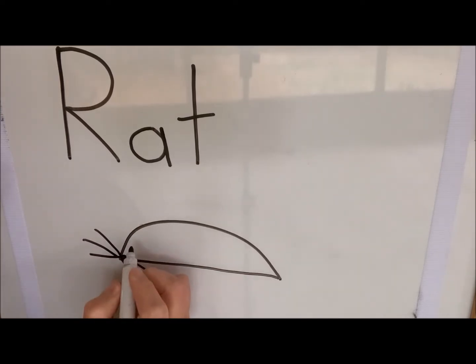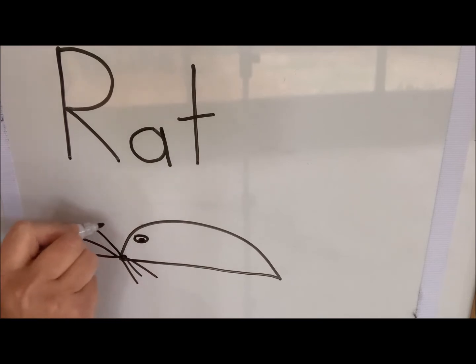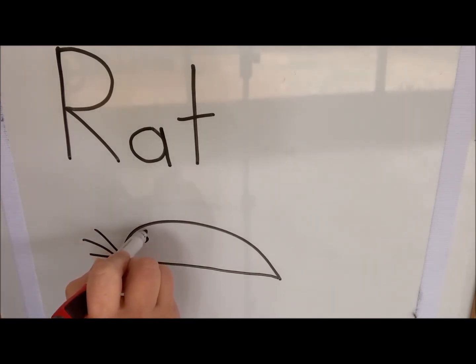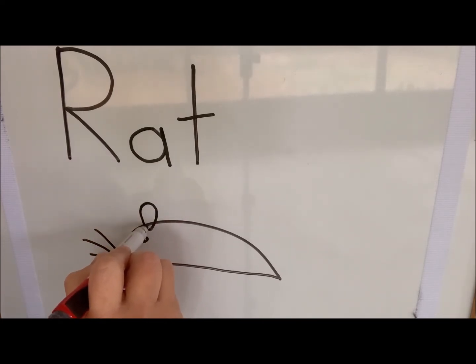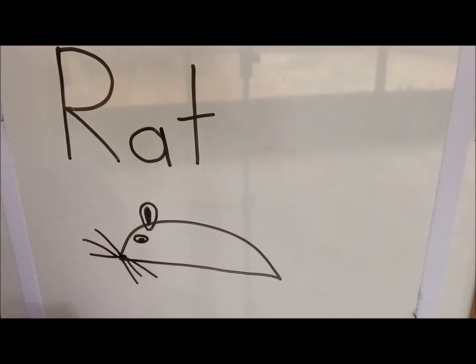And then I'm going to give my rat an eye. A rat has two eyes, but we're looking at the rat from this side, so we don't see the eye that's on the other side. And same thing with the ears. All right, we see the ear that's on this side. I'm going to make it curve up like that. But we don't see the ear on the other side of the rat.